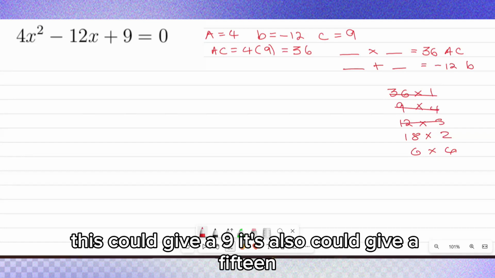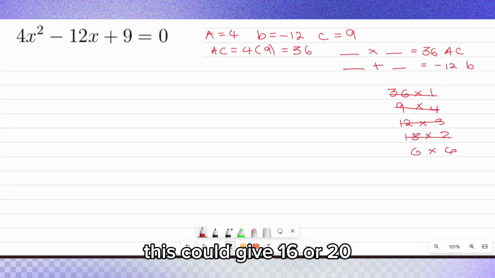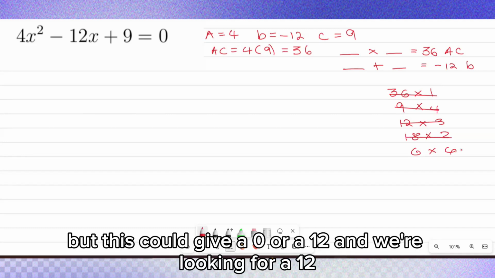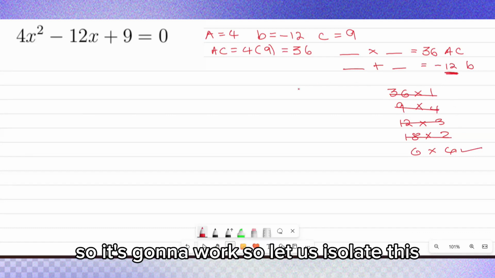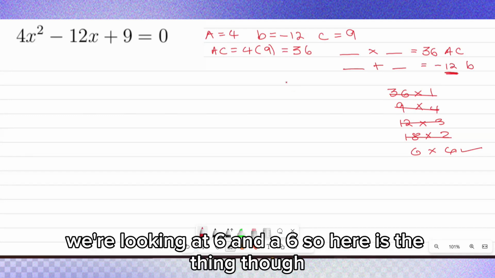This could give a 9. It also could give a 15. This could give 16 or 20. But this could give a 0 or a 12. And we're looking for a 12. So it's going to work. So let us isolate this. We're looking at 6 and a 6.